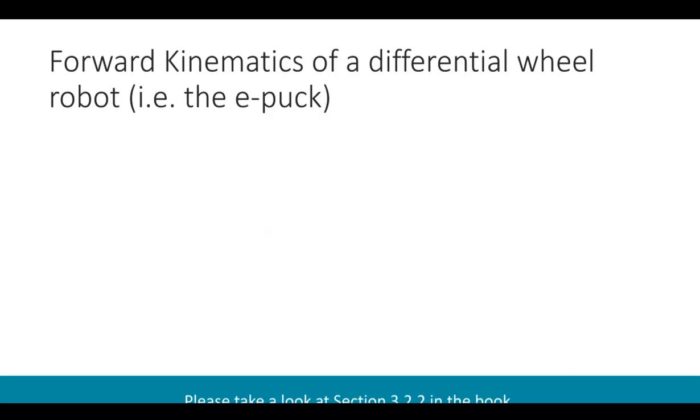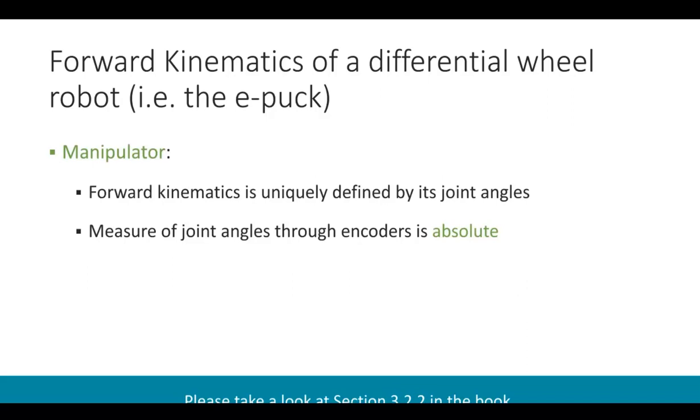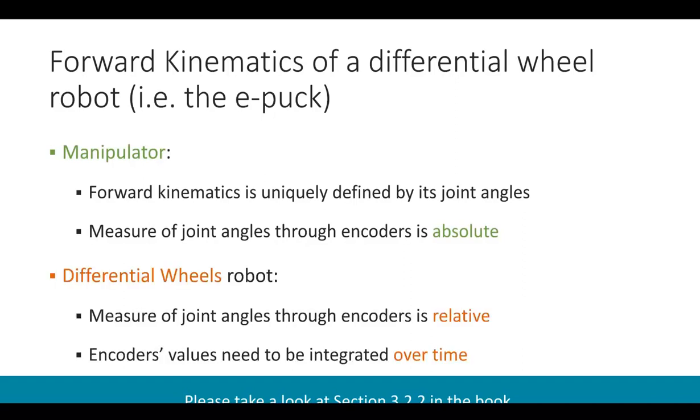So for our manipulator, the forward kinematics is going to be uniquely defined by the joint angles, right? So given joint angles, there's one answer of where the robot's end effector is going to be. And the measure of the joint angles through the encoders on those motors, so that tells us what angle it's at, is given to us in an absolute sense, right? So it's not like relative to the last measurement. But for a differential wheeled robot, we have something else going on, right?